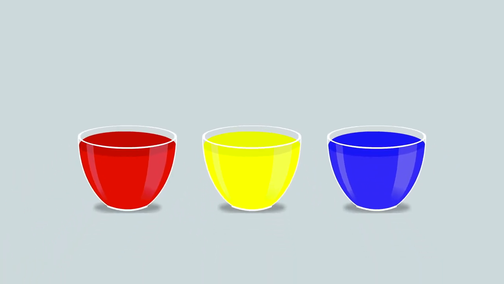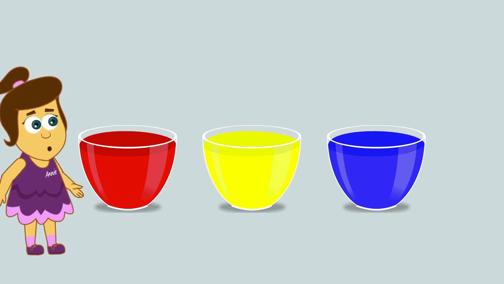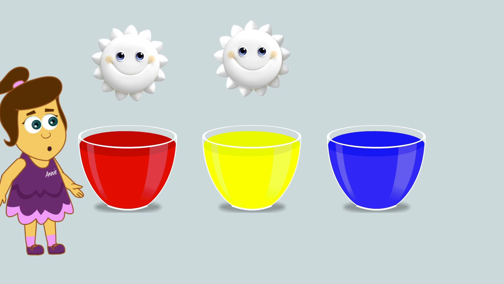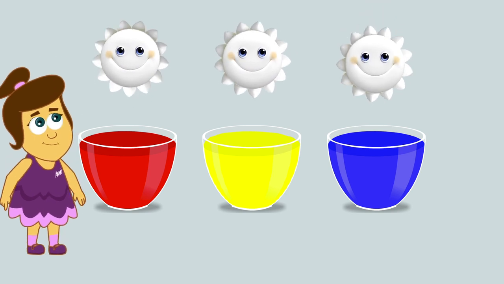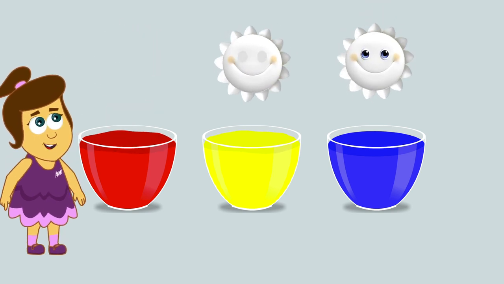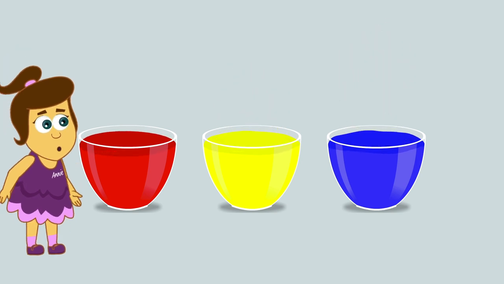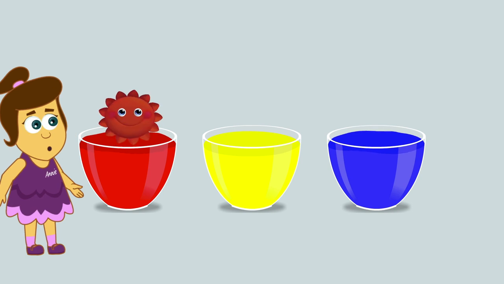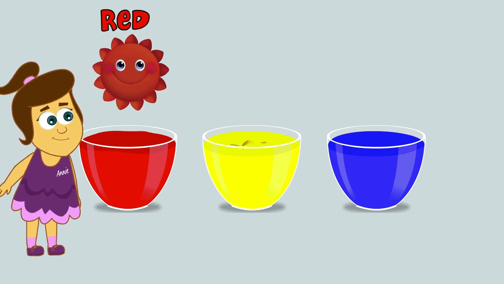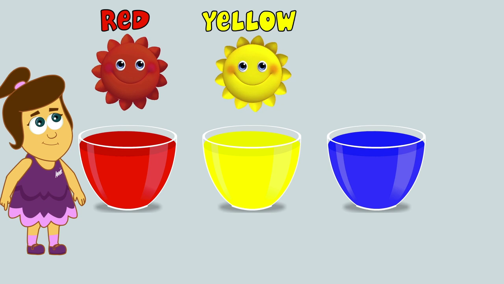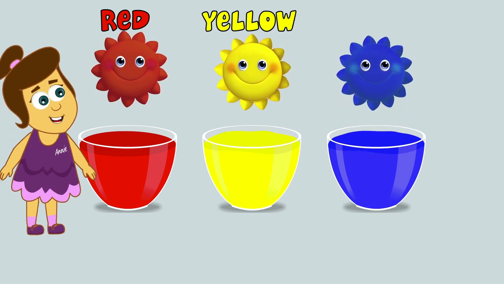Hey, how are you today? We've got three different bowls. Has Annie come to see which colours they are? And three suns. Let's dip. Woohoo! And out they come. One, red. Yay! Two, yellow. Three, blue.